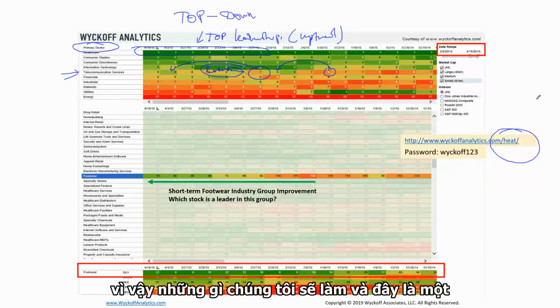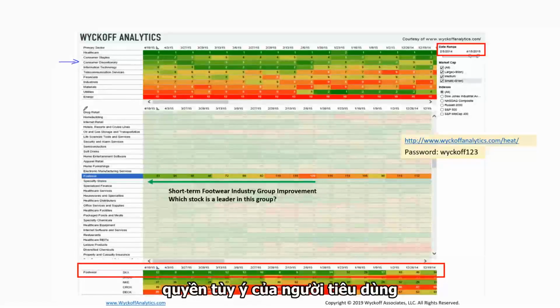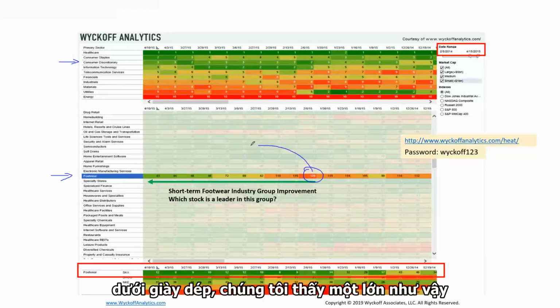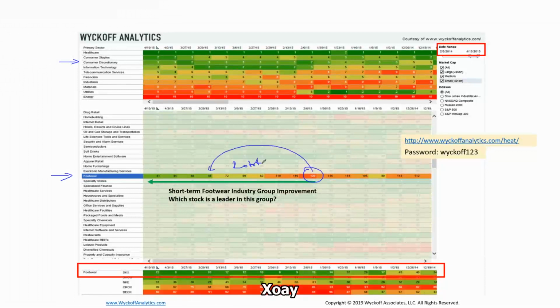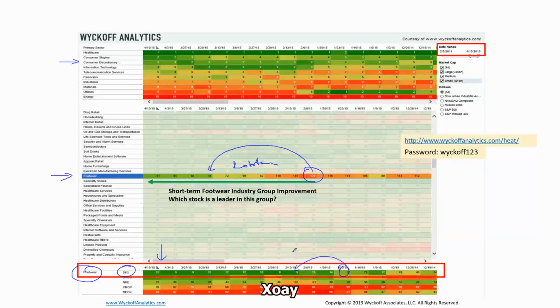So what would we do here? This was consumer discretionary, right? And then we would look at the consumer discretionary and we would say, oh, okay, under the footwear, we see such a big rotation. Let's look at some of the stocks in the footwear. And looking at the top stock here, Skechers, also there is some very favorable rotation. And then just staying at the top of the leaderboard.